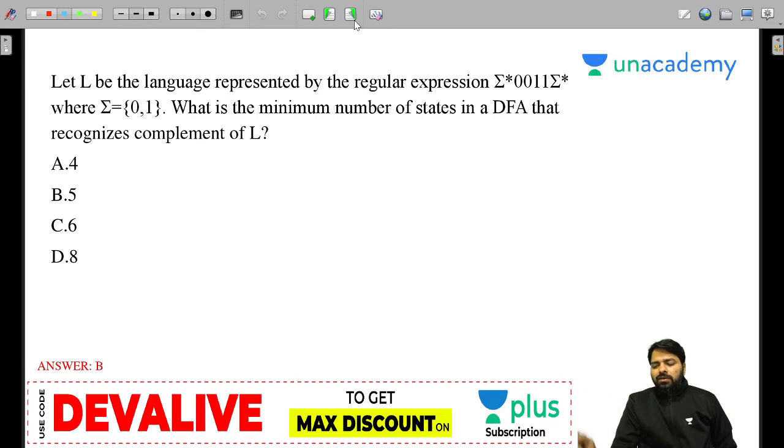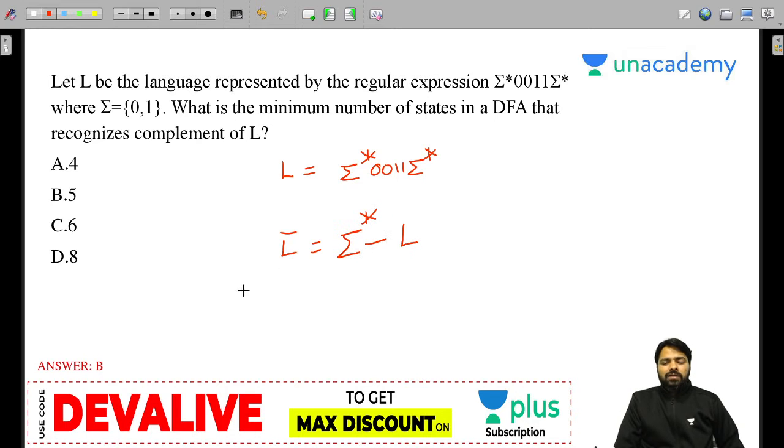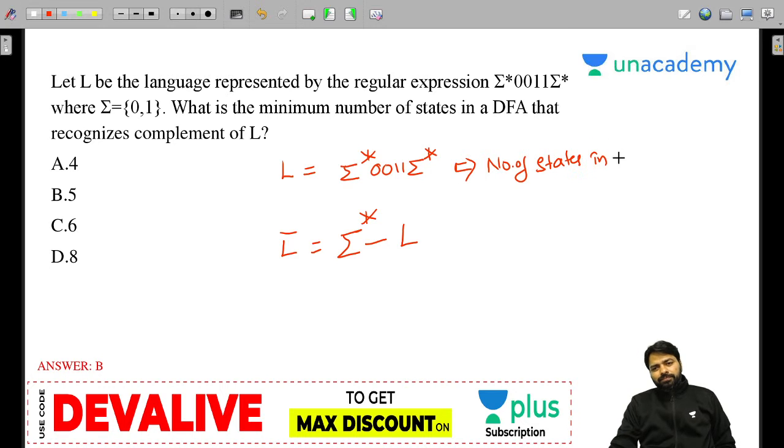Complement of L, guys. What is L? L is containing 0011, and L complement is sigma star minus L. How many states in the minimum DFA here? Again, you do not have a dead state to verify the containing property. You have just 5 states because the minimum length is 4, so definitely 5 states are required.